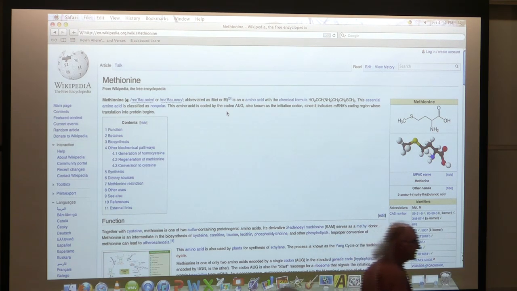It's not a very reactive sulfur at all. We'll see one place later in the term where it will react, but for the most part, it's a fairly unreactive sulfur.